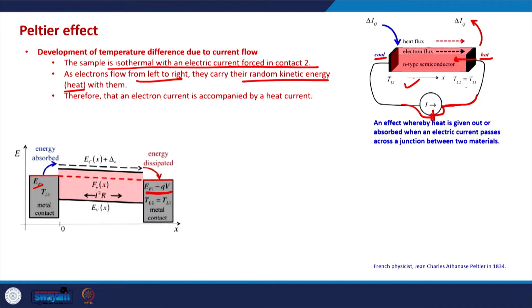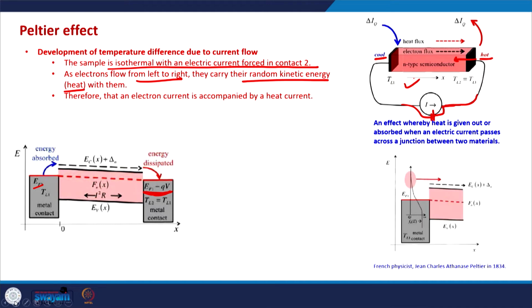So, forcing a current from contact 2 means that the right contact is at a higher voltage, which means that the Fermi level on the right contact is now slightly lower as compared to the Fermi level on the left contact. Okay. So, this is how heat is absorbed from the left contact and given to the right contact.